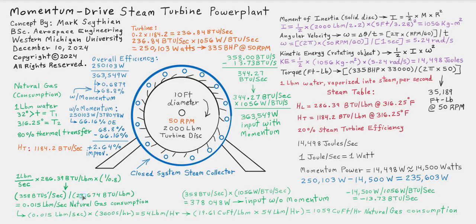And then we divide that into the energy density of natural gas. So this calculates 0.015 pounds per second natural gas consumption. And if we take it further, we can then figure out the pounds per hour of natural gas consumption. But natural gas is measured in gaseous cubic feet, so there's 19.61 cubic feet per 1 pound of natural gas by weight times 54 pounds per hour consumption. So that's 1059 cubic feet per hour natural gas consumption. Okay, so now we know what we need for input heat.